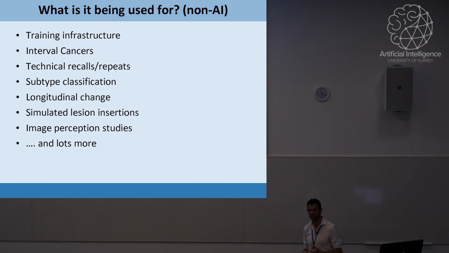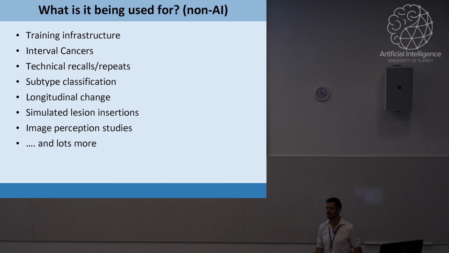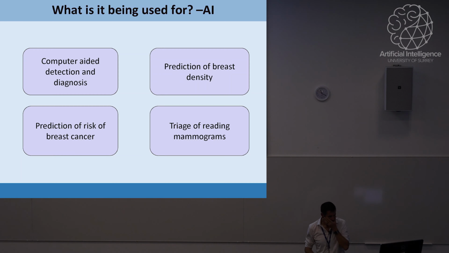And indeed, quite a lot of the new AI products seem to be really good at detecting interval cancers over humans. So things like technical recalls, when there's blurs in the image, we're looking at automating approaches to detect those so that we don't have to re-invite women to come back a few weeks later causing stress, and lots of other various uses. But for AI, these are the kind of main areas that the database is being used for at the moment.